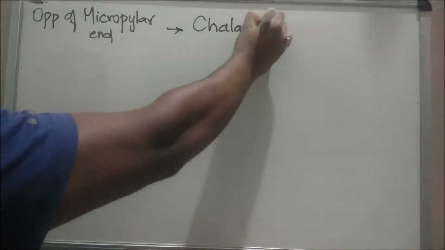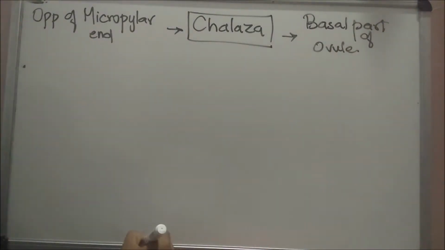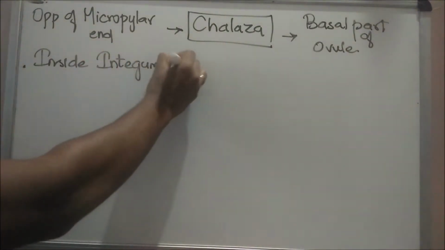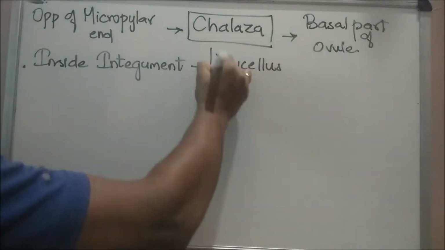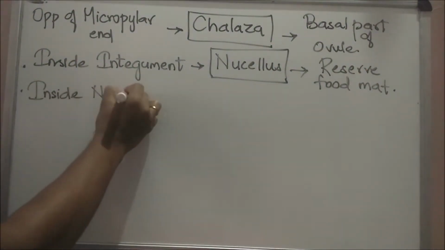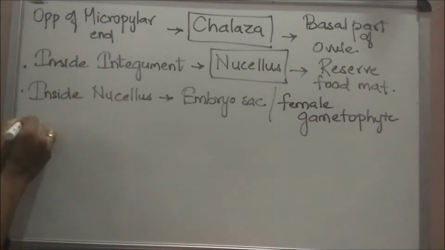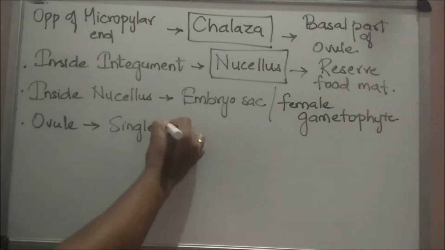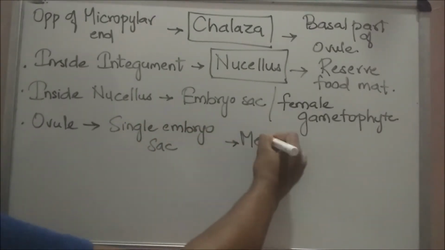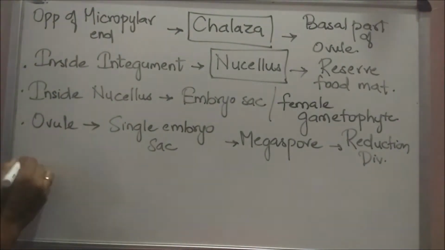Opposite the micropylar end is the chalaza, which is the basal part of the ovule. Inside the integuments is the mass of cells called nucellus, which has reserved food materials. Inside the nucellus is the embryo sac, otherwise called the female gametophyte. An ovule has a single embryo sac formed from a megaspore through reduction division, that is meiosis.